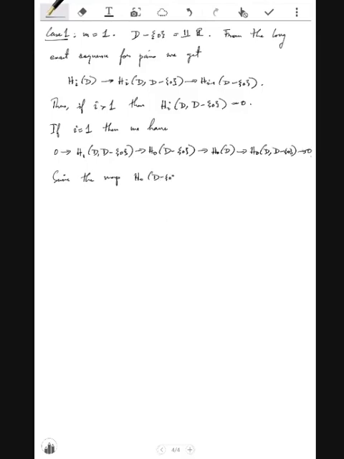If i is equal to 1, then we have, since the map H_0(D minus 0) to H_0(D): H_0(D minus 0) has two connected components, so this is isomorphic to Z^2, and H_0(D) is isomorphic to Z, and this map is surjective.